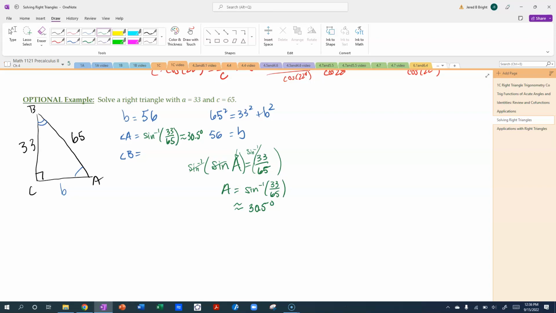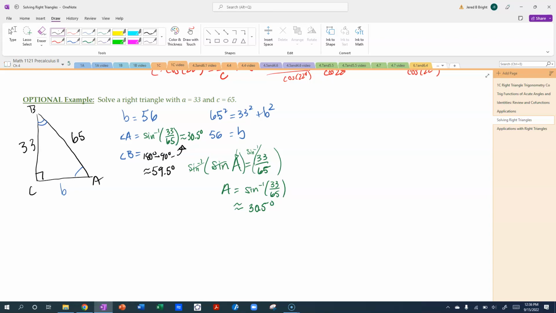Okay, and then for angle B, all I'd have to do is do 180 degrees minus 90 degrees minus that whole mess up there, using the angle sum property. Okay, if you approximate this ends up giving you about 59.5 degrees.